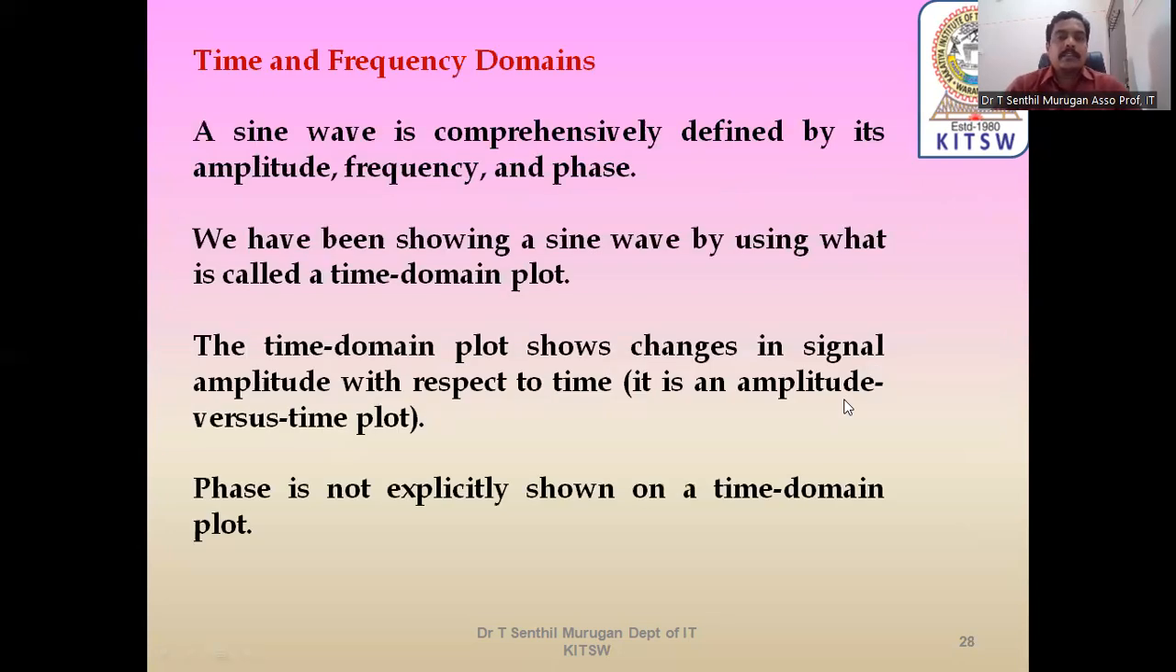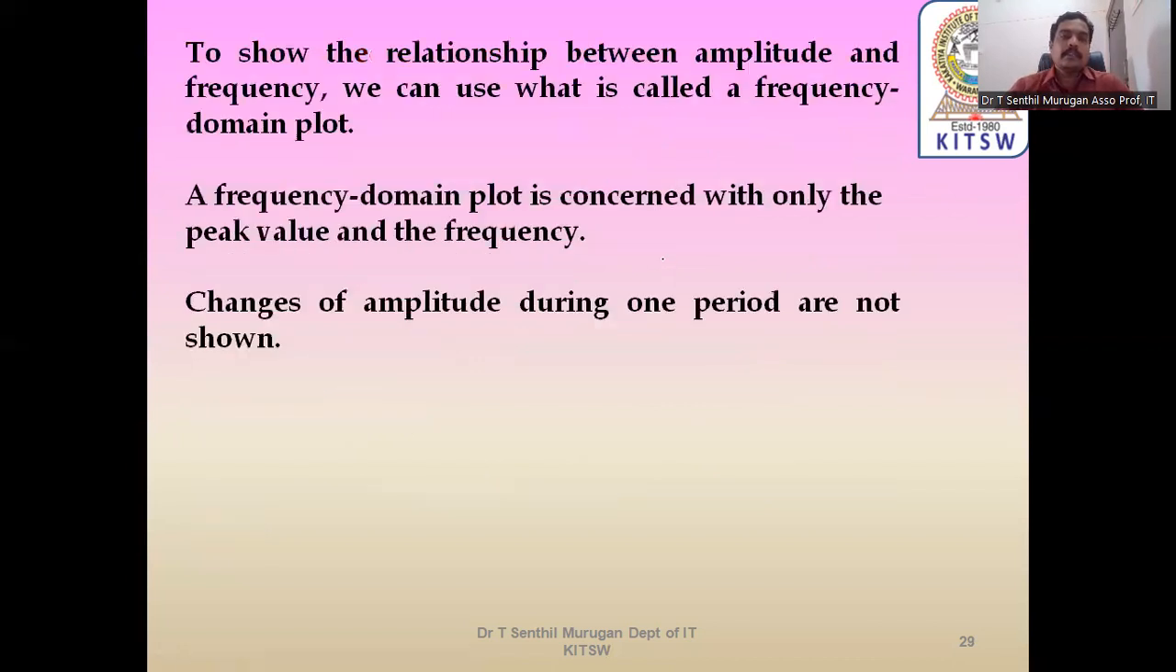Now the time and frequency domain. A sine wave is comprehensively defined by its amplitude, frequency, and phase. Already we know that. We have been showing a sine wave using what is called a time domain plot. If you draw this diagram, it is a time domain plot. Phase is not explicitly shown on the time domain plot. So here we cannot say the phase in the time domain, but we can say it in the frequency domain. To show the relationship between amplitude and frequency, we use what is called a frequency domain plot.